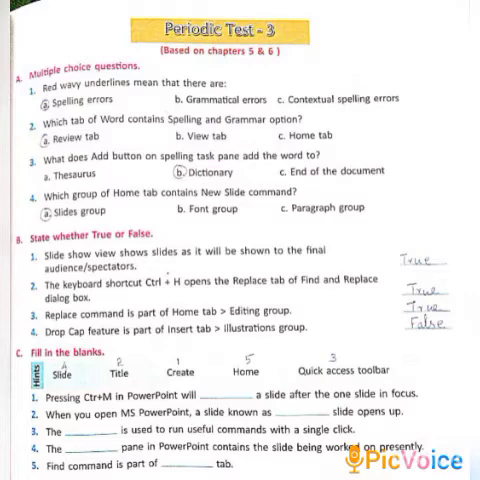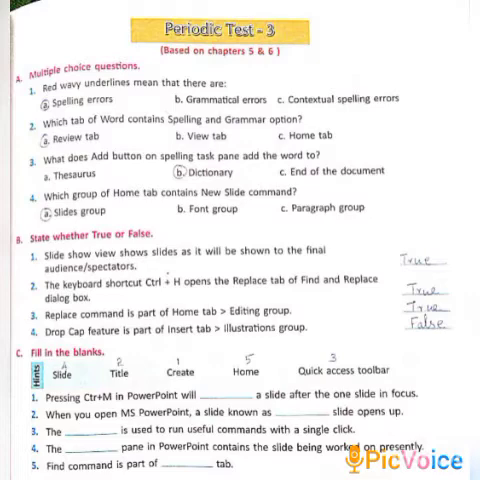The first one, red wavy underline means that there are... Answer option A, spelling errors. Second one, which type of word contains spelling and grammar option? Answer option A, review tab.